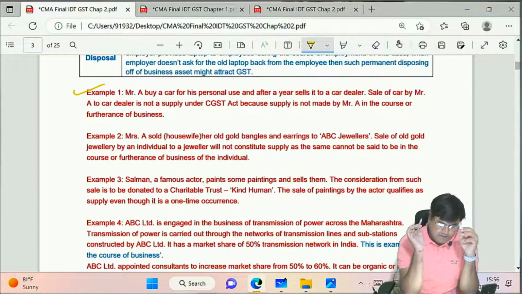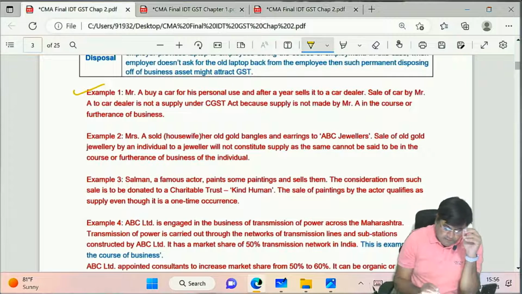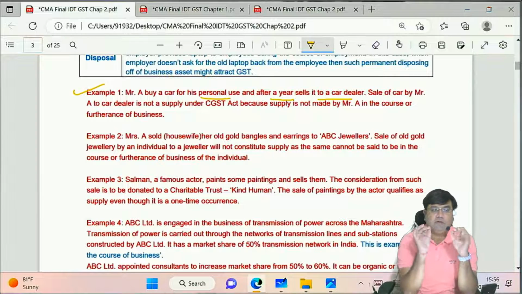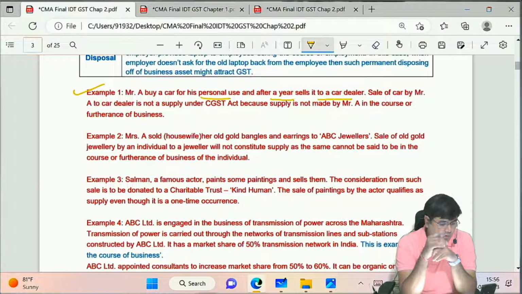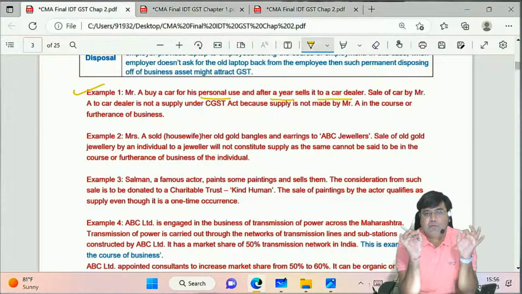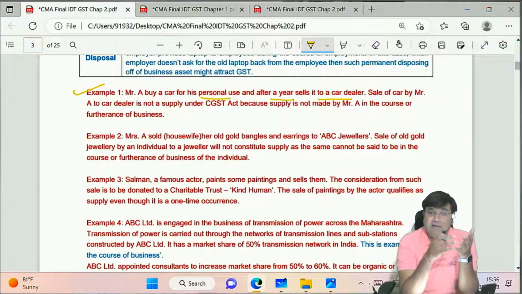Example 1. Mr. A buys a car for his personal use and after a year sells it to a car dealer. So what is the transaction? Mr. A bought a car, and after using it for one year he is selling it to a car dealer, as Mr. A would like to buy a new car. Okay, good enough. So what are we going to do? We are going to see whether it is goods or service or both. Of course, goods: car. Sell transaction is there.